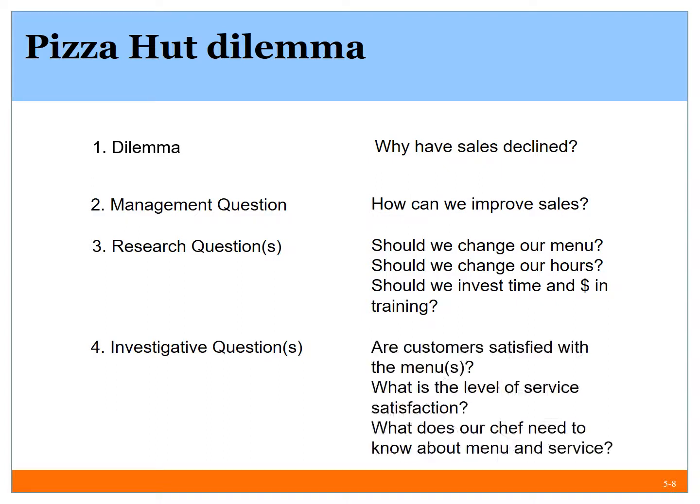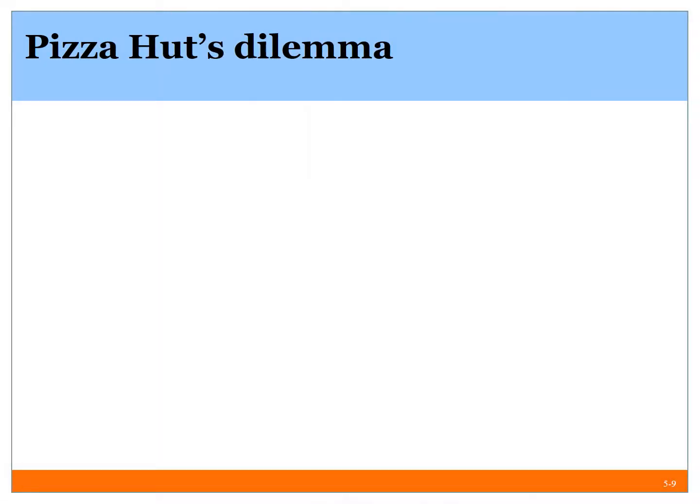Investigative questions might be, are customers satisfied with the menu? What is the level of service satisfaction? Maybe even at a particular location. What does our chef need to know about our menu? Those are just a few things that we could ask. Then we might narrow it down even further.